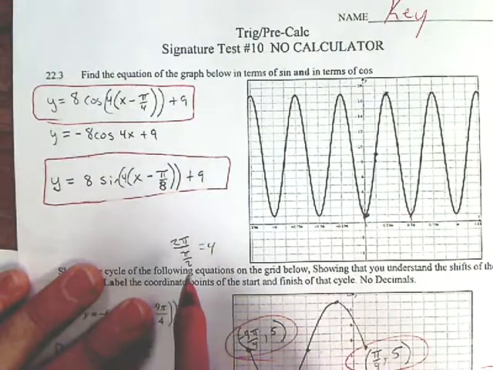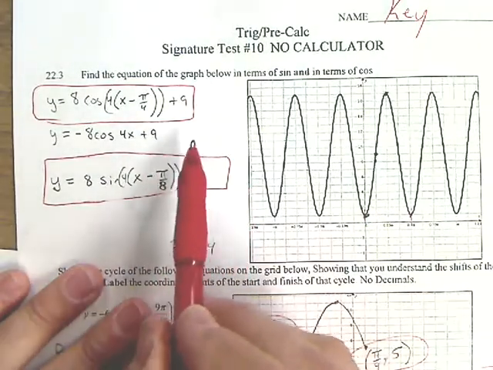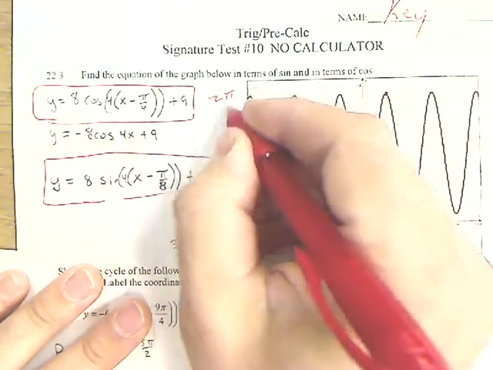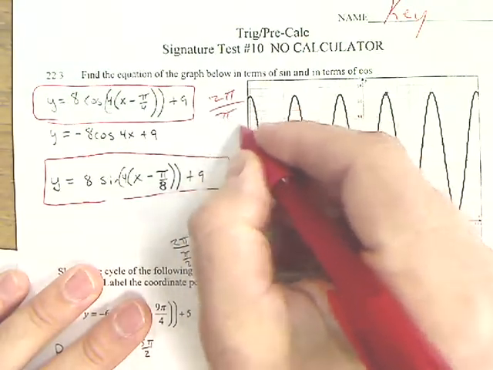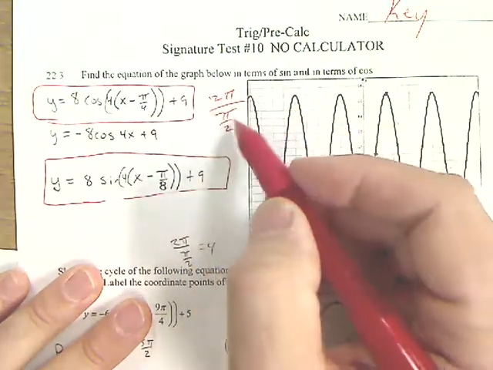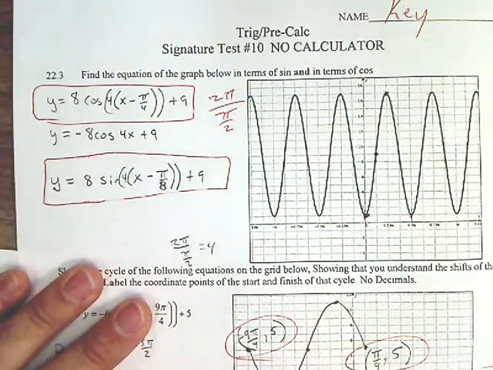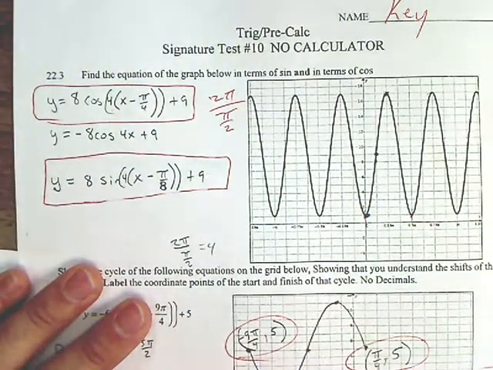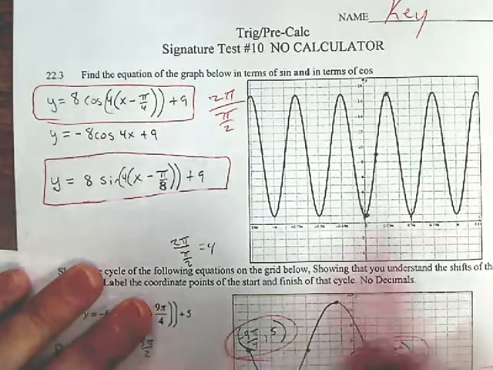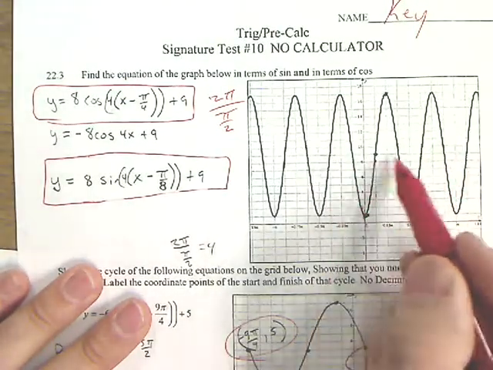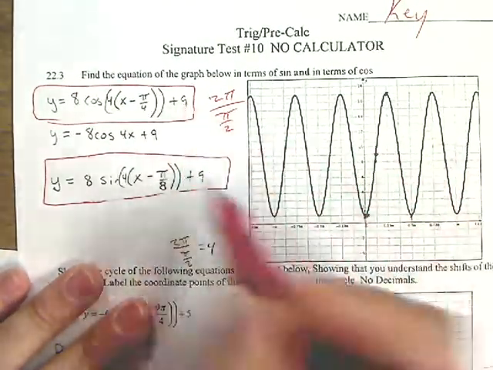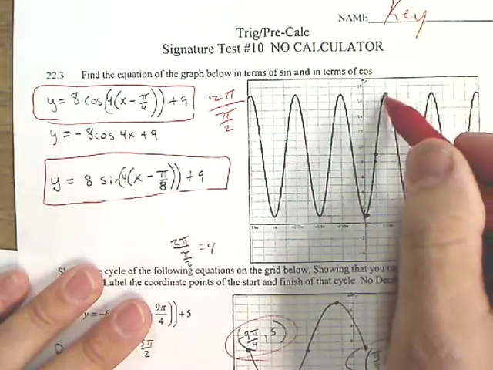All right, so I just went 2 pi over 2, and that gives me my 4. So that's where that 4 came from. That's my frequency, or I call it my B value a lot. Up 9, that tells me it's in the middle at 9. And then cosine always starts at the max.